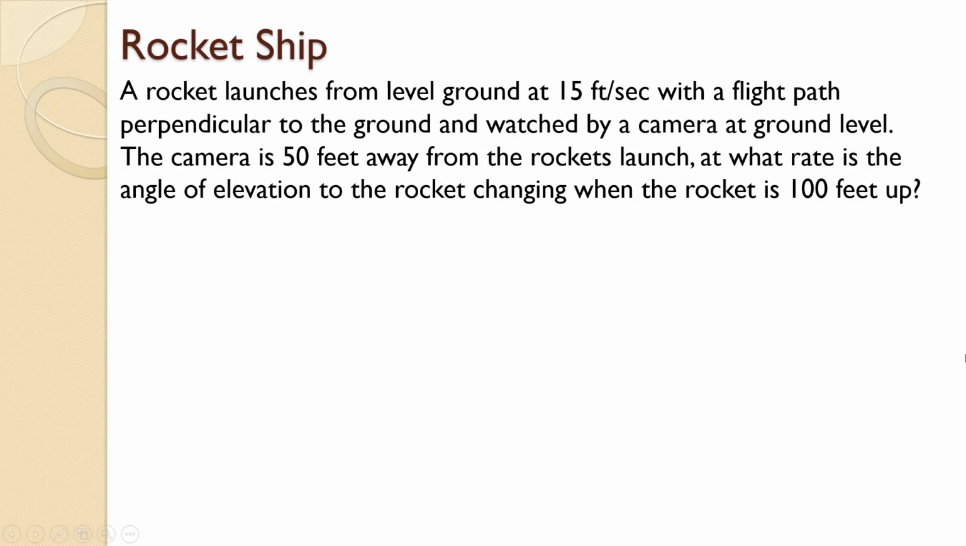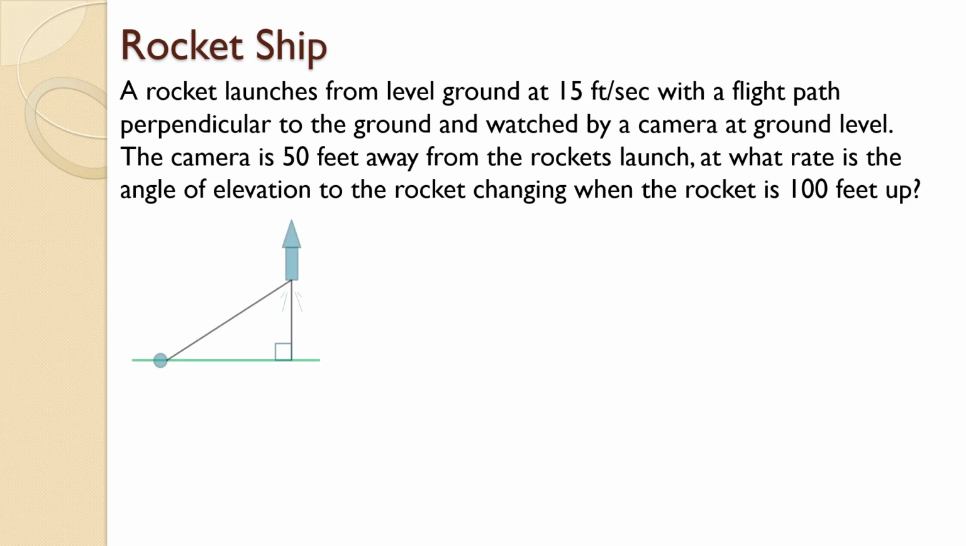Let's do another example, but this time let's get away from just lengths and involve other more interesting things, like angles. Let's suppose a rocket launches from level ground at 15 feet per second with a flight path that's perpendicular to that ground, and is watched by a camera that's at ground level. Now the camera is going to be 50 feet away from the rocket's launch. I want to know at what rate is the angle of elevation to the rocket changing from that camera when the rocket is 100 feet up.